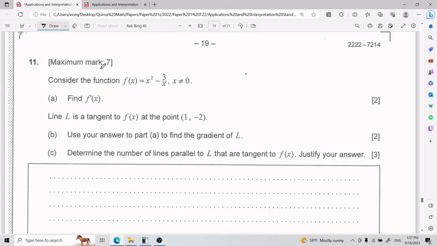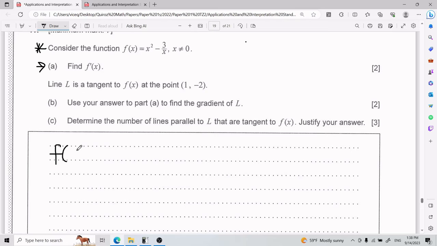All right, and now for number 11, we have an excellent derivatives problem. See? So we have to consider the function f of x equals blah. Okay, blah being this. X cannot equal 0 because x is in the denominator, and if you divide by 0, the world explodes. So part A, we have to find the derivative of f of x.